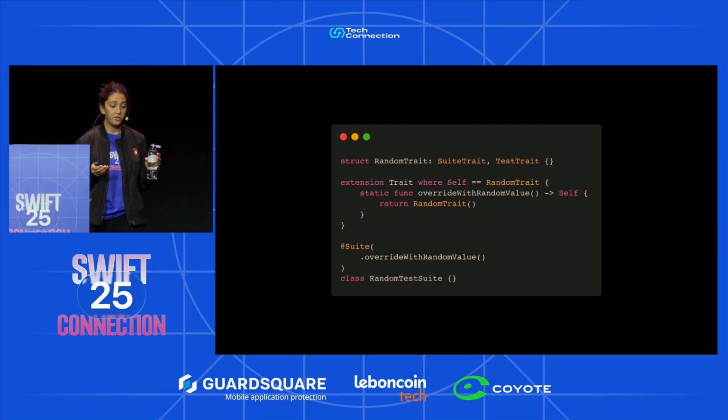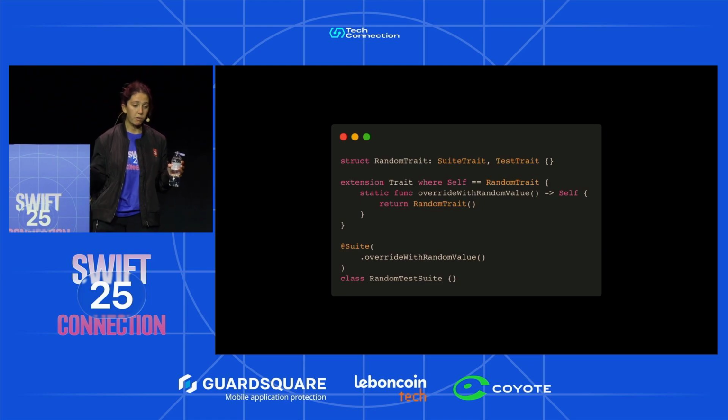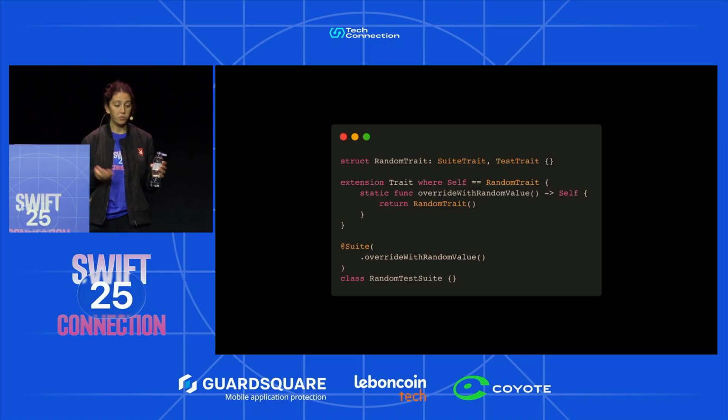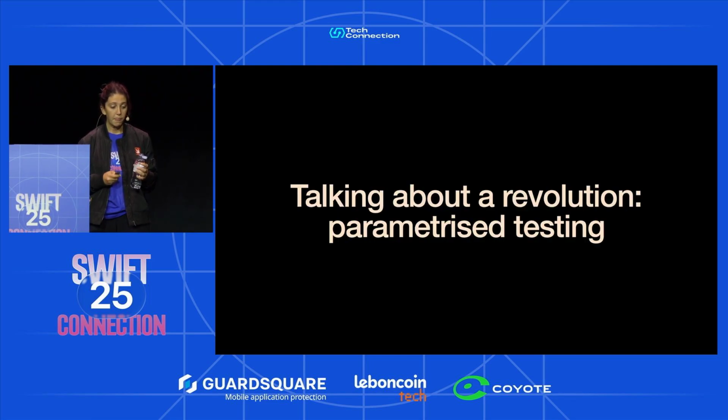So you would have a struct. I'm guessing you can make it an enum or a class. I just went with struct. And you make it conform to the suite trait and test trait protocols. You may want to start off just with test trait if you just want to create a test trait, but anyway. And then you can extend traits and basically say that this function can only be called when the conforming type is the concrete implementation, random trait. And this will allow you to customize the behavior of your test suites.